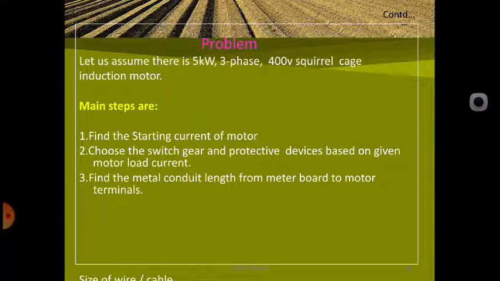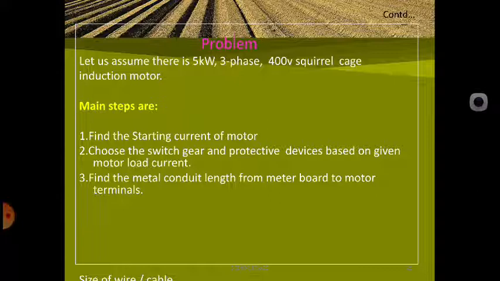After that, find the metal conduit length from the meter board to the motor terminals. This is the third step, the length of the conduit. In the previous case, the lighting circuit, we had a number of horizontal runs, vertical up, vertical down, and different loads. For power loads, each power load takes a separate conduit arrangement from the source to the load. Here we take only one single metal conduit from the source to the motor.